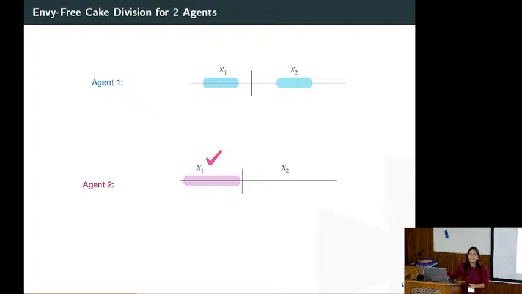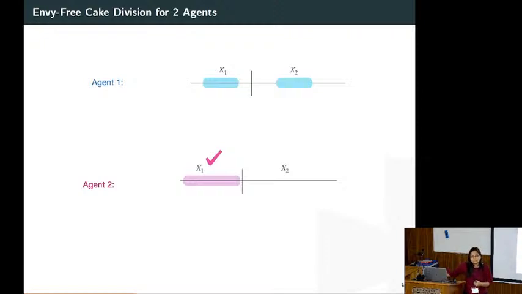What does it mean to be proportional? Proportionality just means that, if there are n agents, then in a division I should get at least 1/nth of the resource. I deserve 1/nth of the resource, because if I consider equality, that the resource is equally divided, it is 1/nth of my value of the resource.